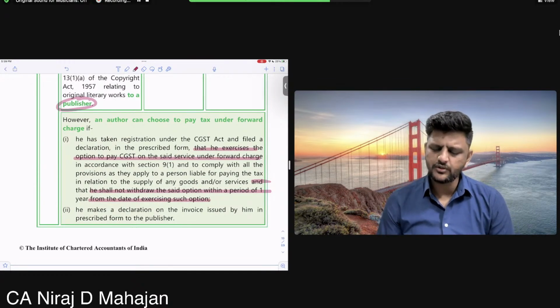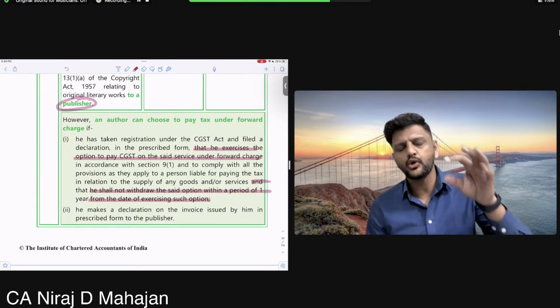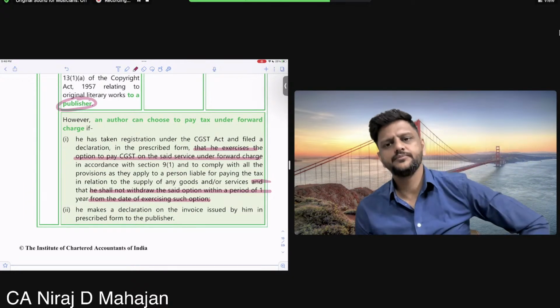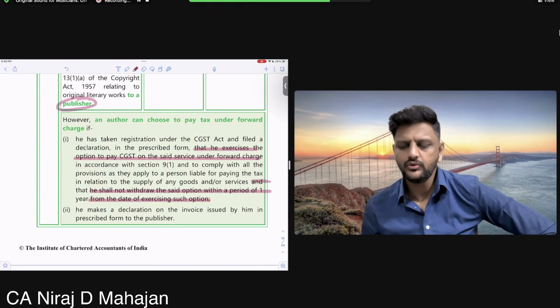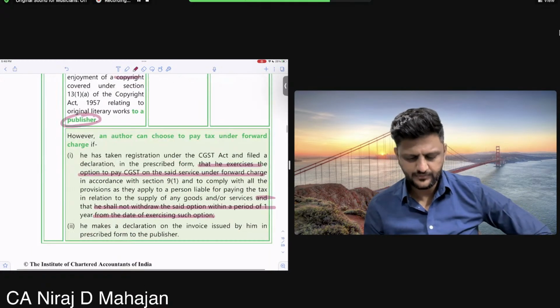He makes a declaration on the invoice issued by him in the prescribed form to the publisher. So he'll clearly mention on the invoice that I have opted for a forward charge mechanism. I will collect the taxes. Clear? Otherwise, the publisher will have to pay the taxes under RCM. Clear? Done?